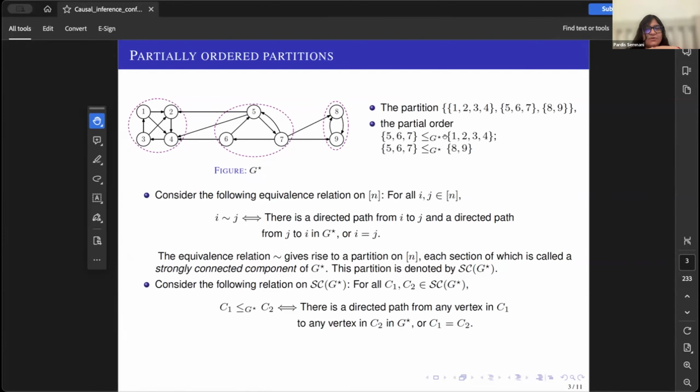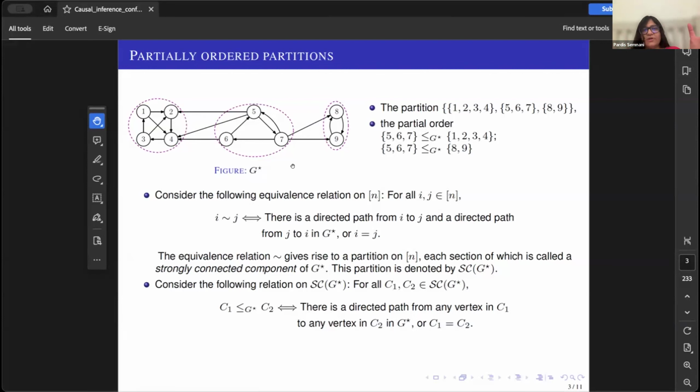{5, 6, 7} is less than or equal to {1, 2, 3, 4}. Why? Because take any vertex in {5, 6, 7}, let's say 5, it has a directed path to any of the other vertices in {1, 2, 3, 4}. And also {5, 6, 7} is less than {8, 9}, because again, 5 has a directed path to 8 and to 9. The same thing is also true about 6 and 7.